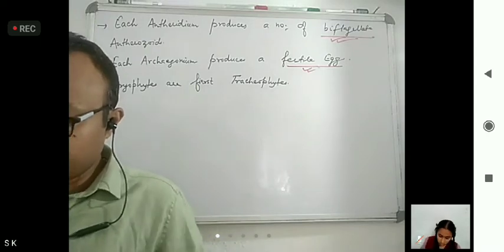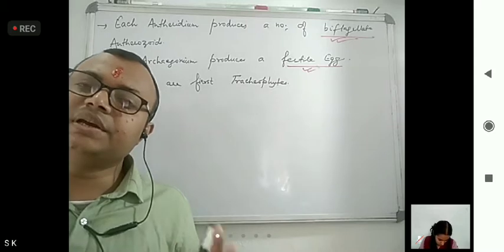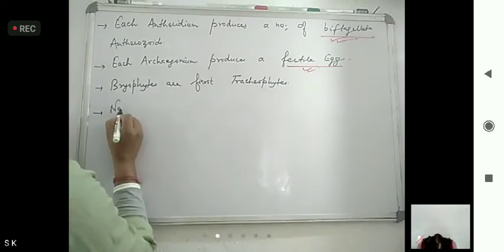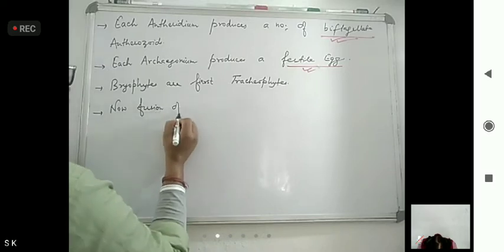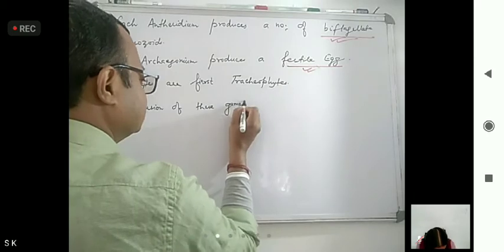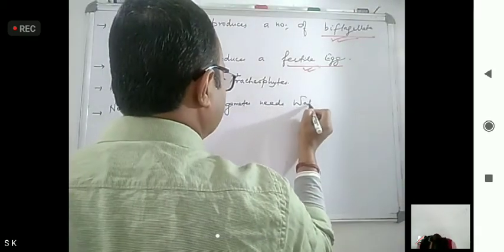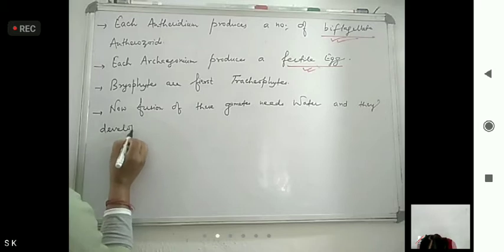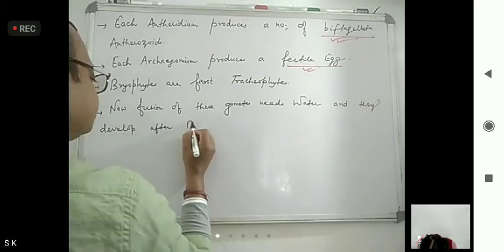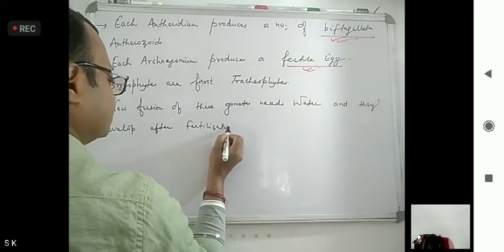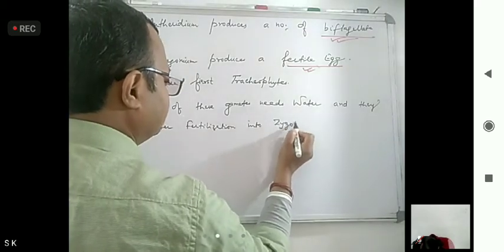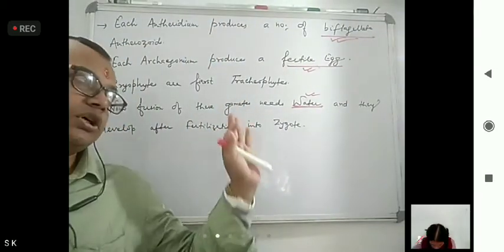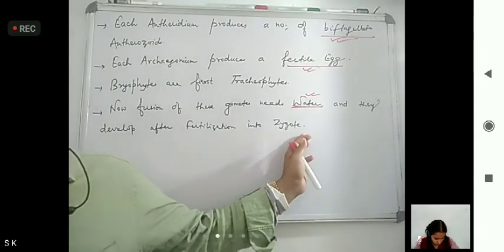Okay, now what happens, the fusion of gametes needs water for the formation of zygote. So now the fusion of these gametes needs water, and after fertilization they develop into zygote. But you have to remember that if water is not there, then zygote formation is not possible. So after fertilization, they develop into zygote.